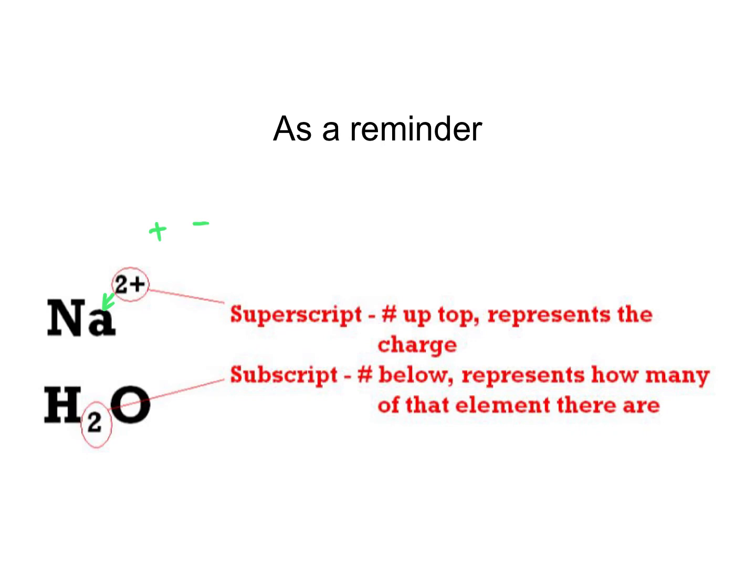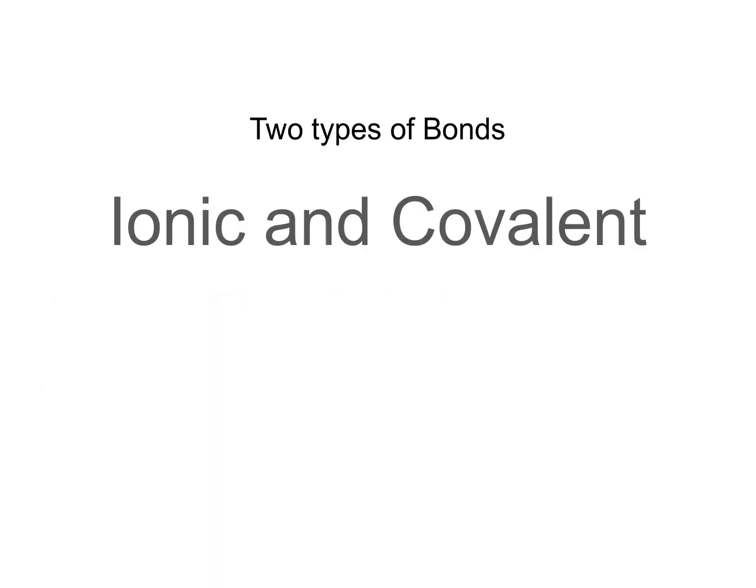But if the number is down below, in this case, that is a subscript. That is saying that I have 2 hydrogen. It immediately follows the element that it's describing. So there's two types of bonds, ionic and covalent. We're going to talk about ionic today and look at its Lewis structures.